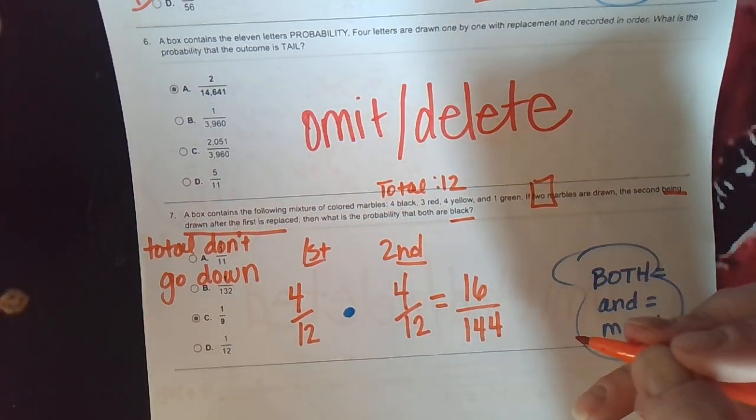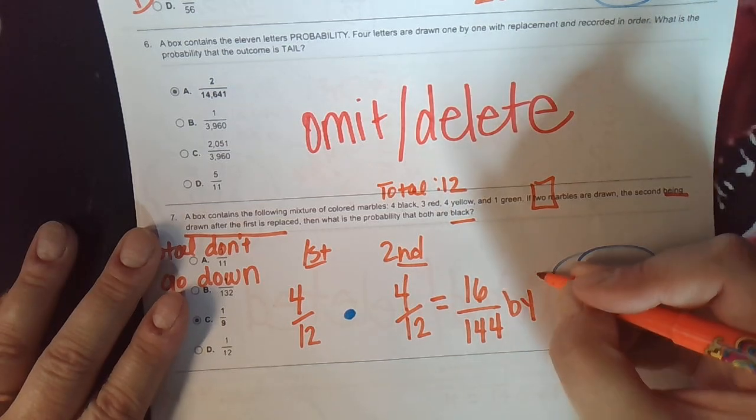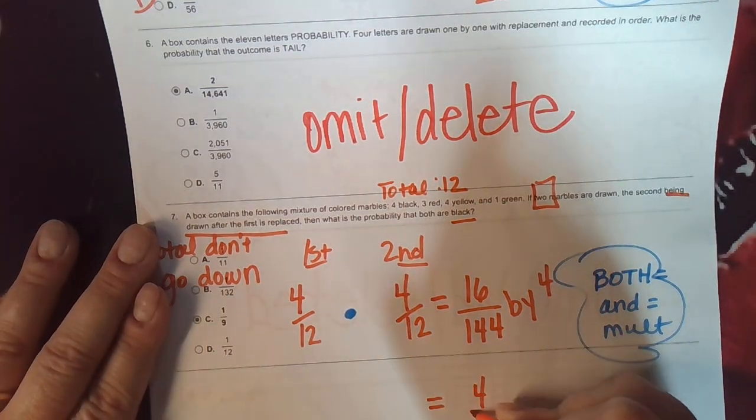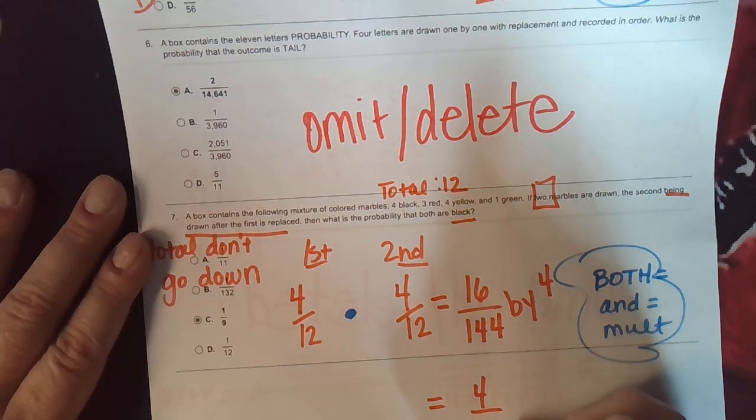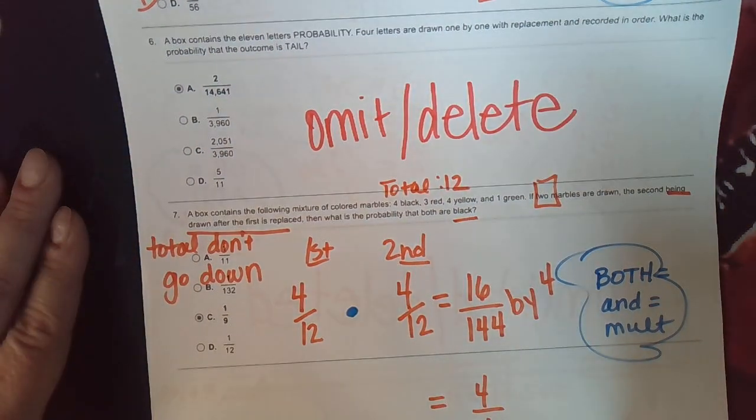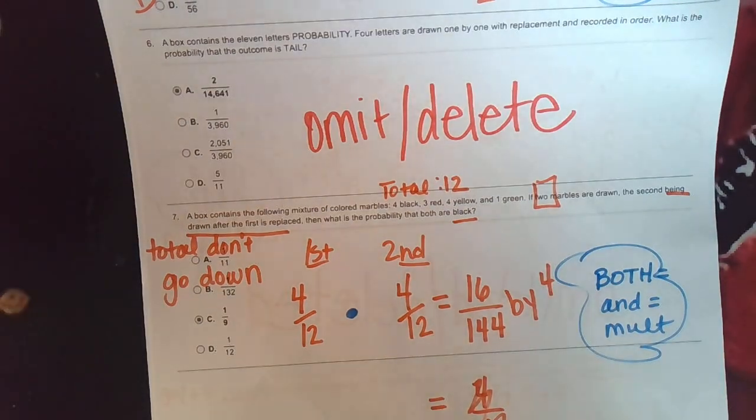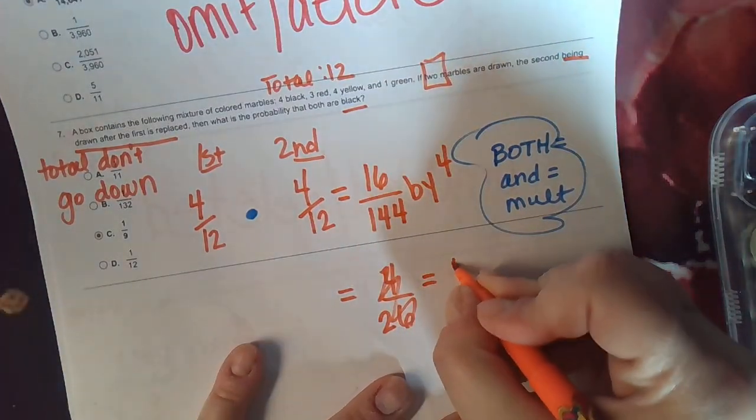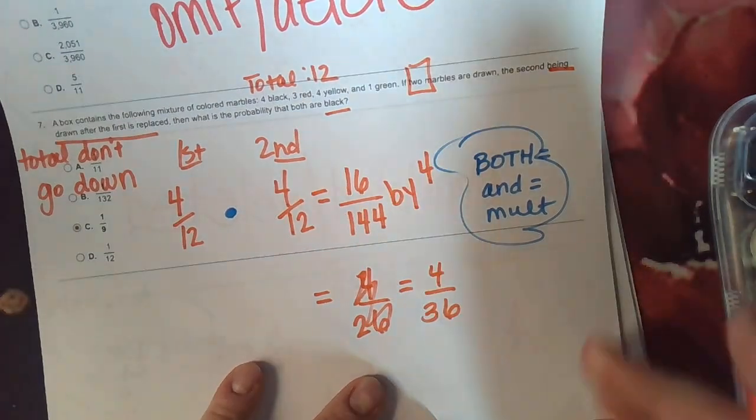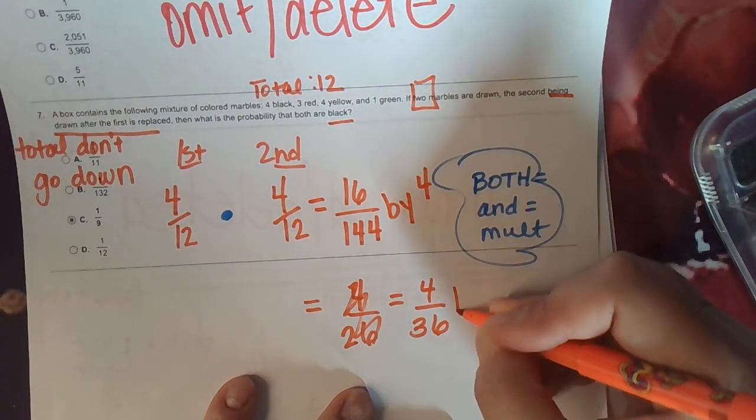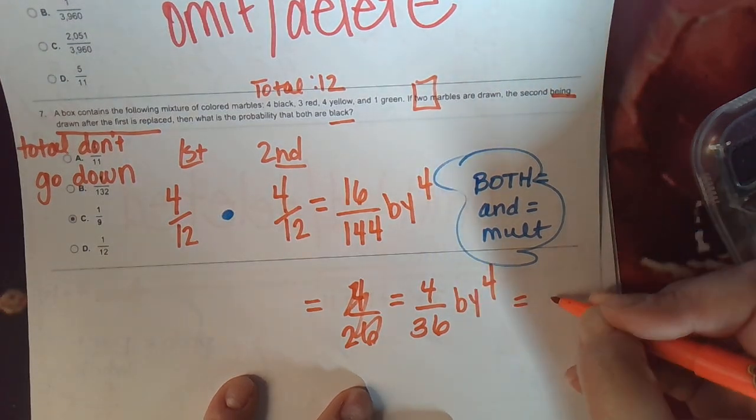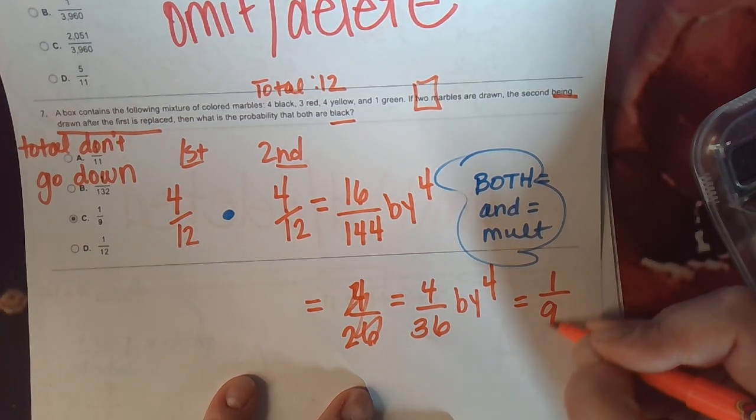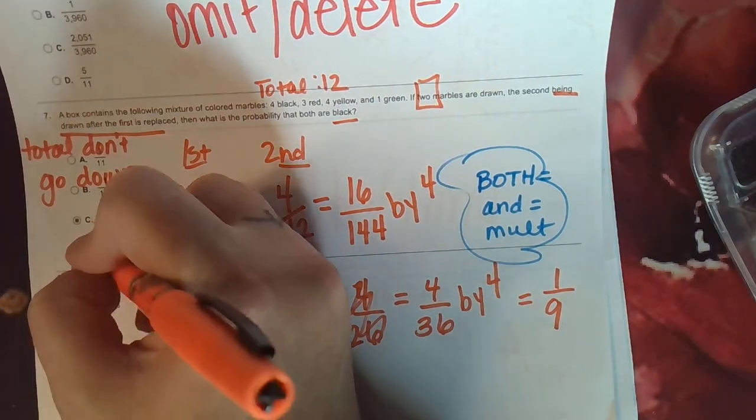Okay, I think I'm going to reduce this maybe by 4. Let's see how far I can go. 4 over 26. I don't think I did that right. Let me try again. Oh, 36. Hallelujah. Okay. 4 over 36. I was worried. Okay, and then that's still not low enough. Darn it. So let me reduce by 4 again. And you get 1 over 9. C. Exciting.